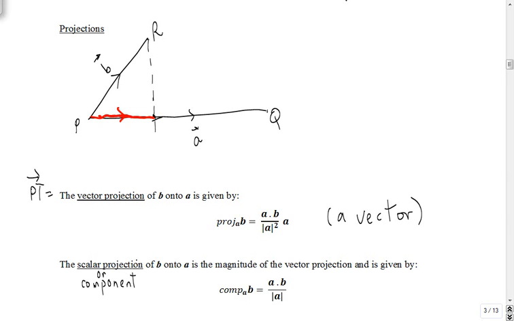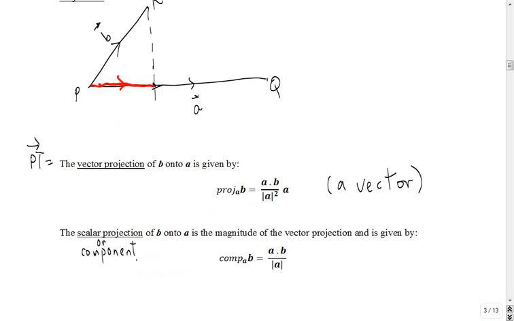The component of B onto A is really the magnitude of the vector projection, the length of the vector projection. And so the formula for comp B onto A is the dot product again divided by the length of A. And this is a scalar because it's the magnitude. Okay?